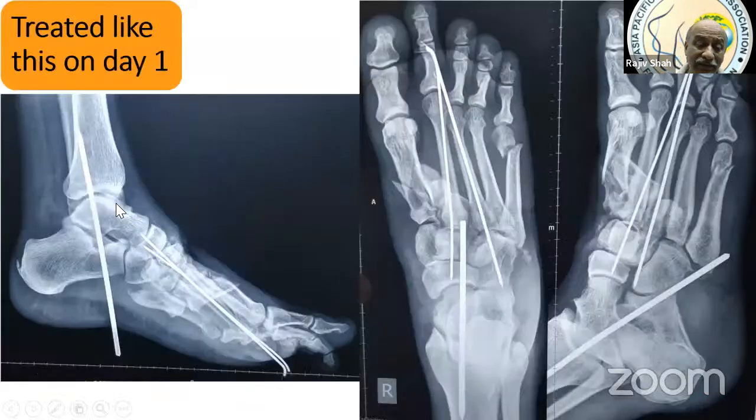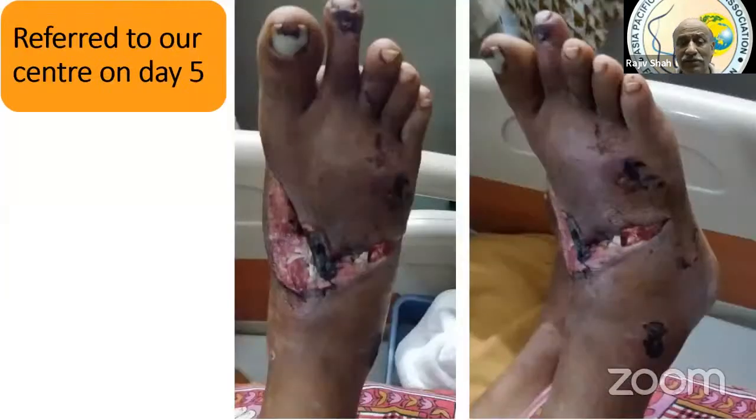And on day one, this is how he was treated. A transcalcaneal calcaneotalar ankle pin was passed, and then these two wires were put in. Whatever primary suturing could have been done, that is what was done. And then he was referred to us after the 5th day. So on day 5, he came in with this picture.